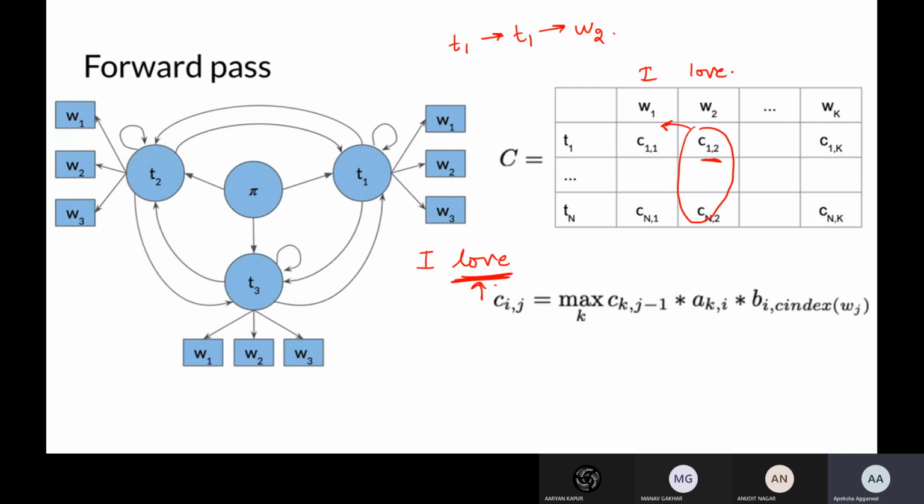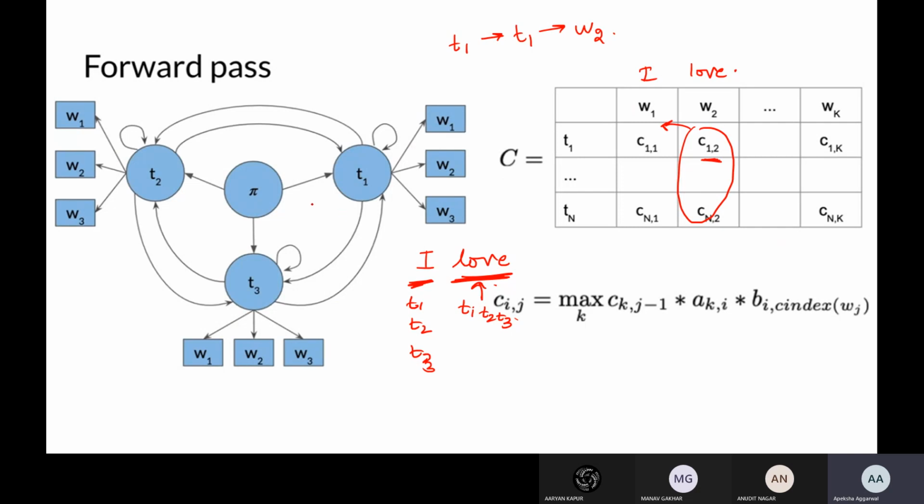This will represent love. So what are the chances that the previous word was at T1, T2, or T3? Maybe it can be at any of the possible states. What are the chances that I have moved from T1 to the next state, and given that the next state can be T1, T2, or T3, any of these, and in that state, what are the chances that the word love is appearing? Out of all these three, the maximum value will be stored.